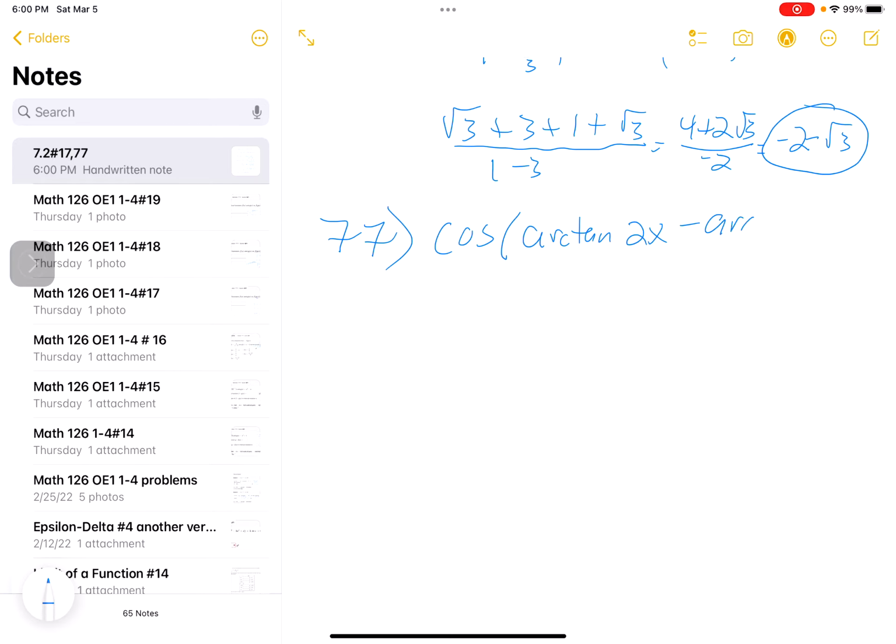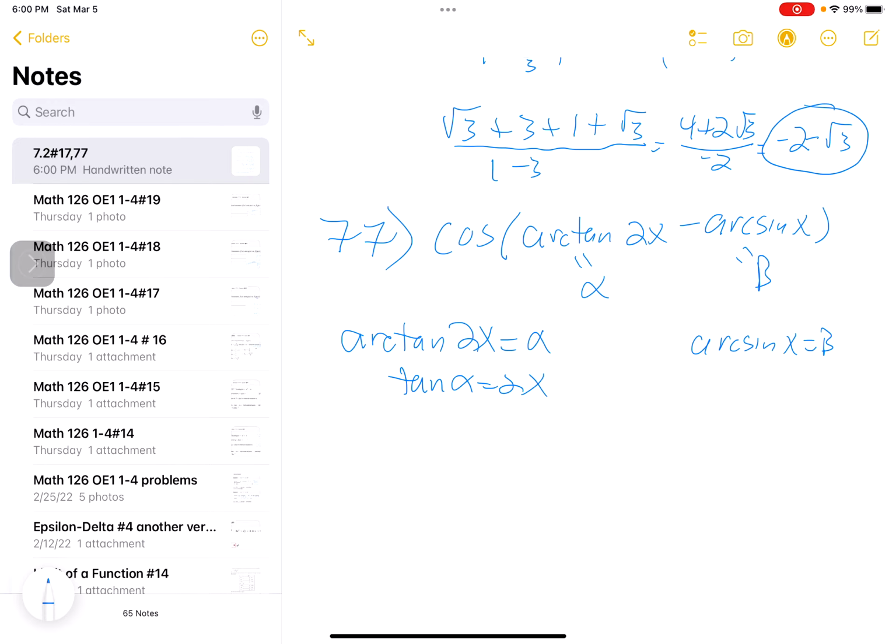minus arcsine of x. I find it helpful to associate each of these arctangents and arcsines with angles. I might call the first one alpha and the second one beta, such that arctangent of 2x equals alpha, so tangent of alpha must be 2x. And arcsine of x equals beta, so sine of beta equals x.